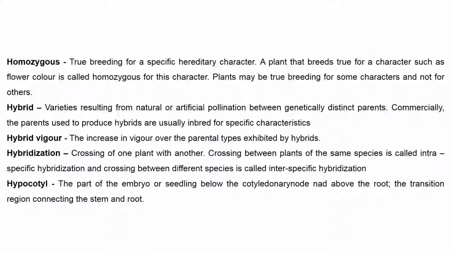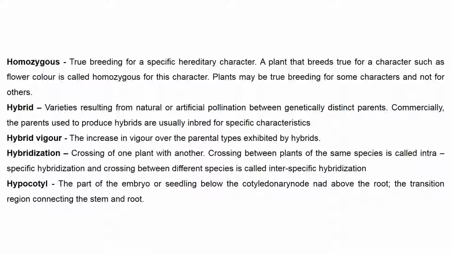Hybrid. Variety resulting from natural or artificial pollination between genetically distinct parents. Commercially, the parents used to produce hybrids are usually inbred for specific character. Hybrid vigor. Increase in vigor over the parental type exhibited by hybrids. Hybridization. Crossing of one plant with another. Crossing between plants of the same species is called intraspecific hybridization and crossing between different species is interspecific hybridization.